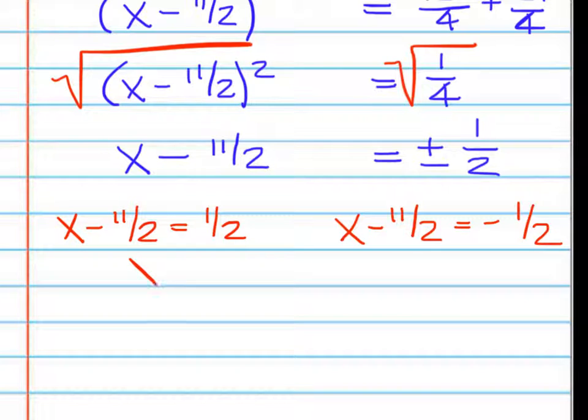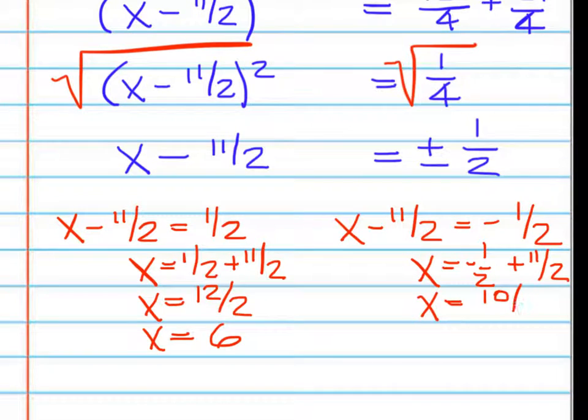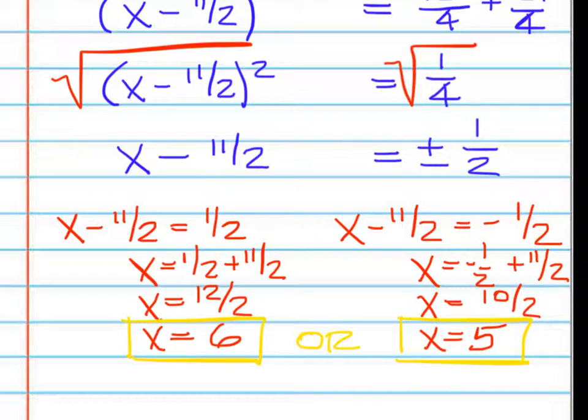Solve each of them. In this case, it's 1/2 plus 11 over 2. 1 plus 11 is 12. Divide it by 2 to get a 6. Over here, it's a negative 1/2 plus 11 over 2. That's going to give me a positive 10 over 2, which is 5. So the answer is x equals 6 or x equals 5.